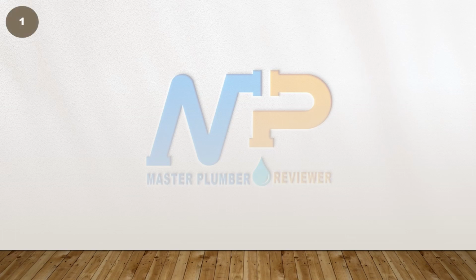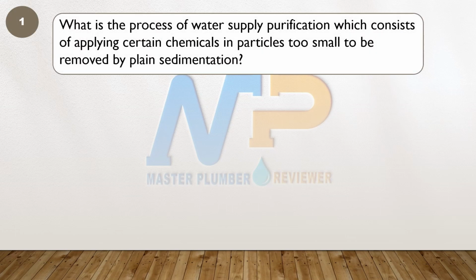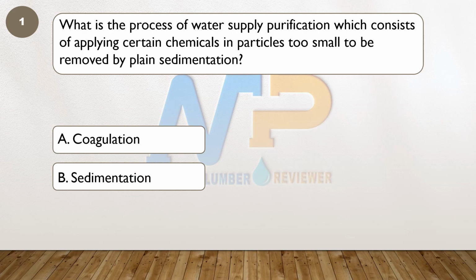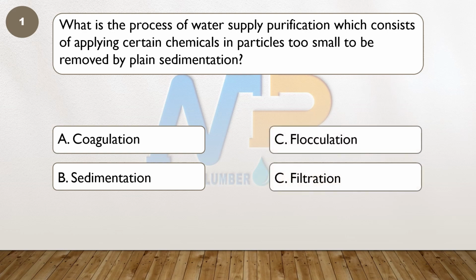Number 1. What is the process of water supply purification, which consists of applying certain chemicals in particles too small to be removed by plain sedimentation? A. Coagulation. B. Sedimentation. C. Flocculation. D. Filtration. The answer. It's A. Coagulation.